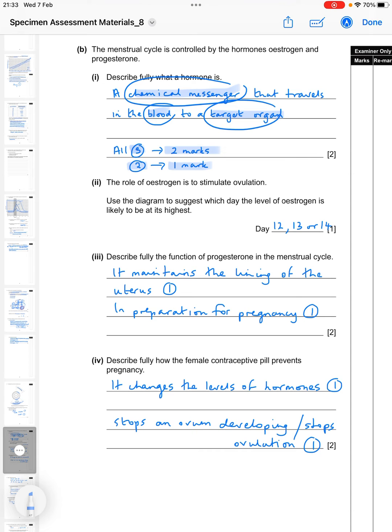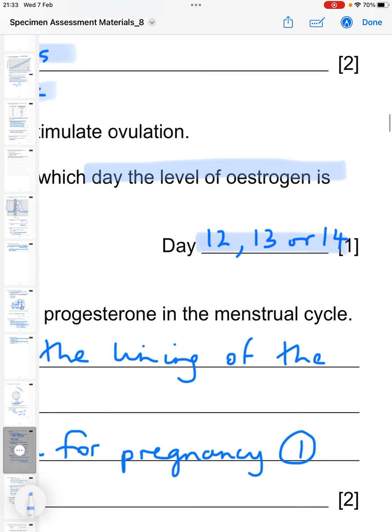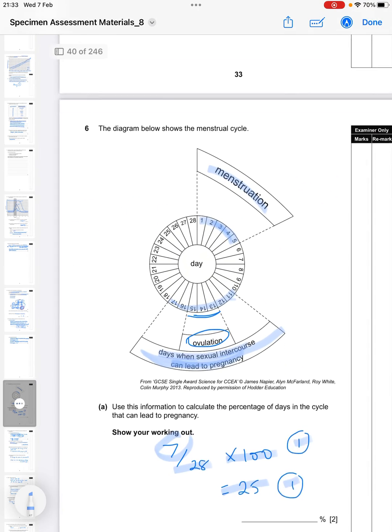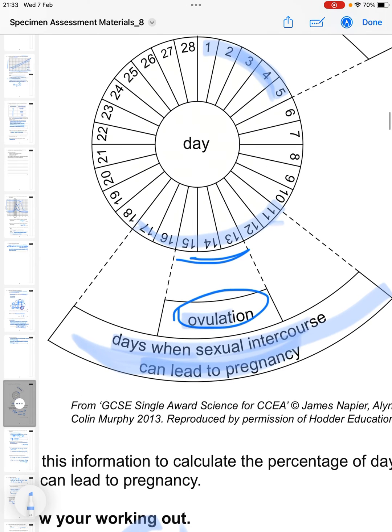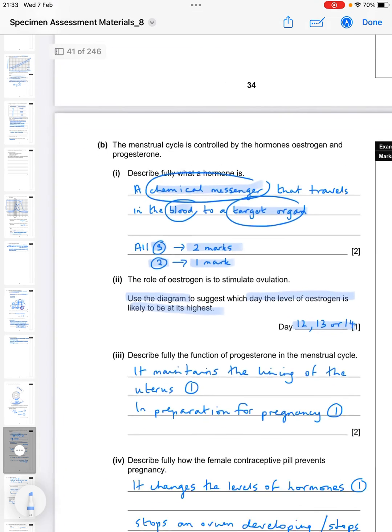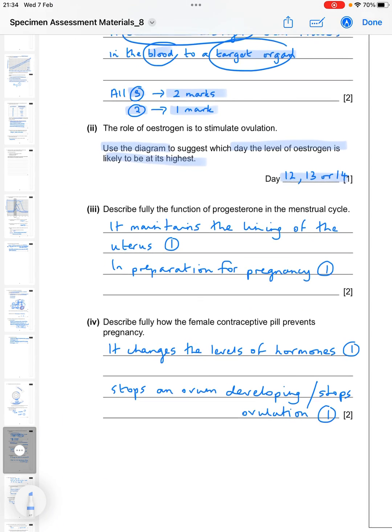So then the role of estrogen is to stimulate ovulation. Use the diagram to suggest which day the level of estrogen is likely to be at its highest. So I've written here 12, 13 or 14, and if we just go back to the diagram here, you'll see that that is when it says ovulation is happening. So 12 or, yeah. Okay.